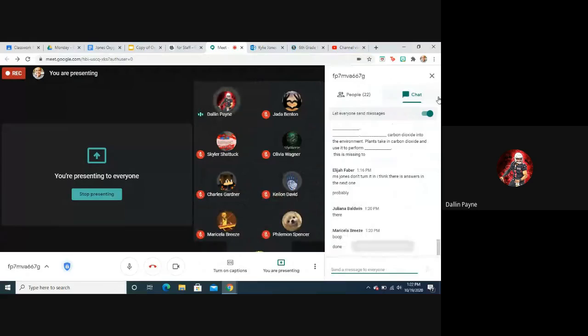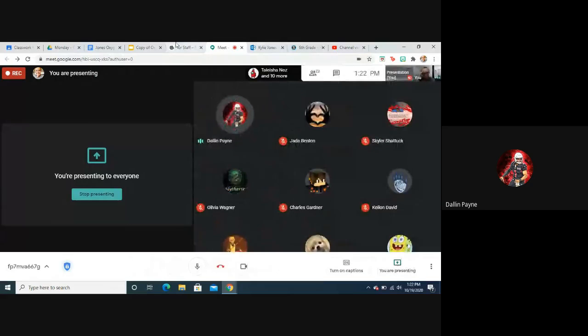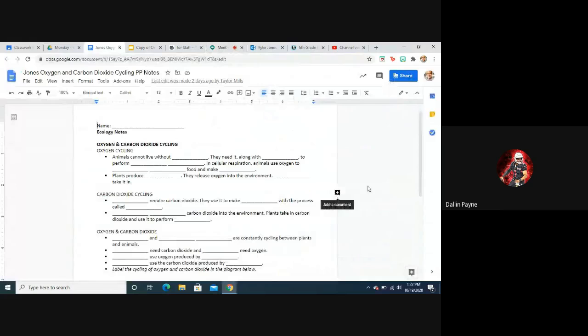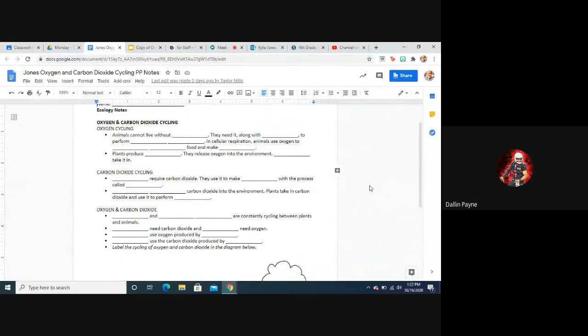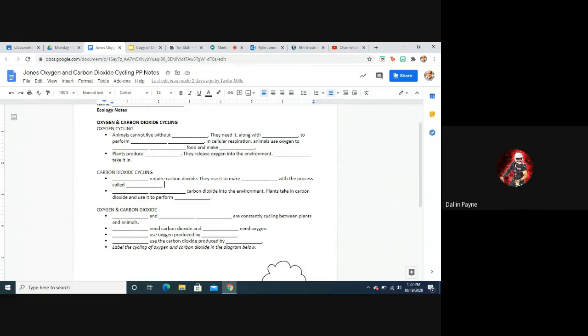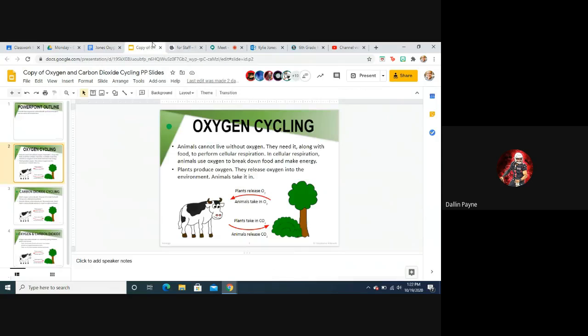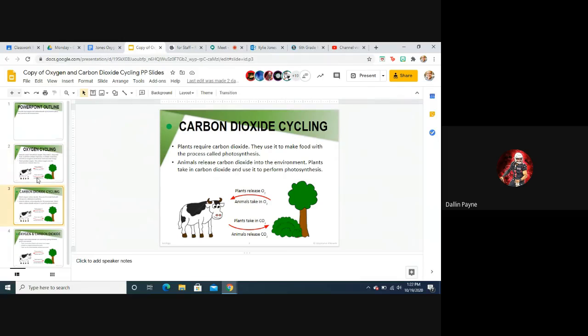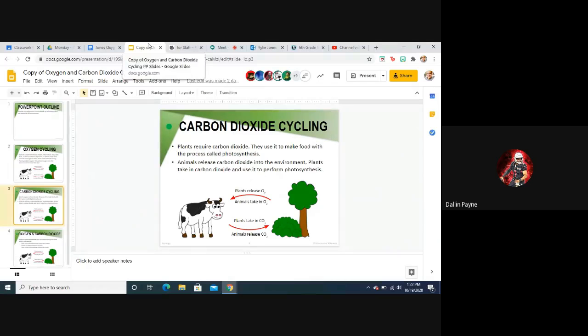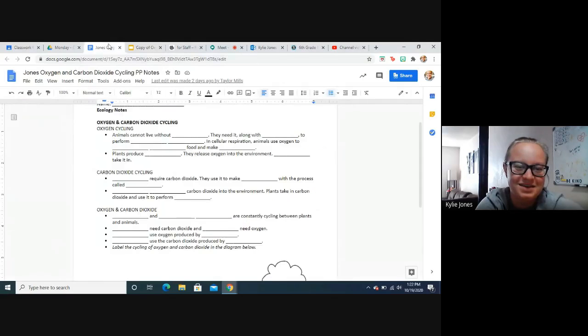Miss Jones, this next one is kind of weird because you have to write down carbon dioxide and then it says it again. So it's like you don't have to write it in. Oh, just look at it, see? Oh wait, never mind. I know what you mean though.